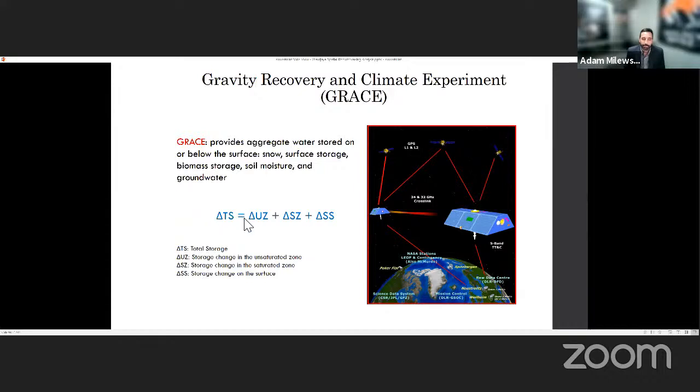But what that means is that total water storage is going to be some portion of the unsaturated zone, the saturated zone, and any storage change on the surface. So if we have very large reservoirs, that's going to impact it. So we have to find a way to disaggregate that signal. That's what I mean by disaggregate. We want just this groundwater portion.